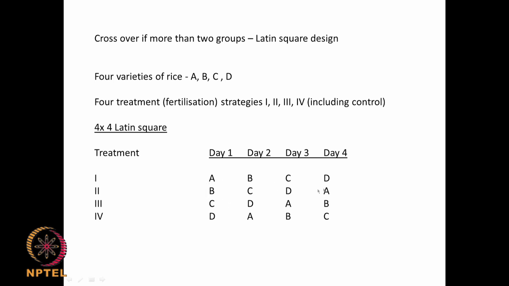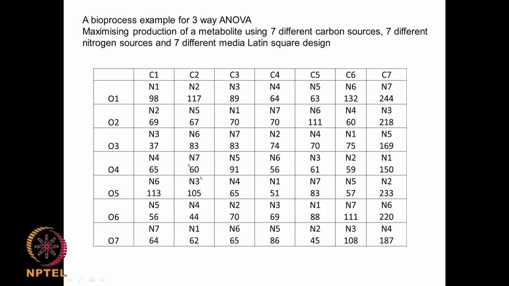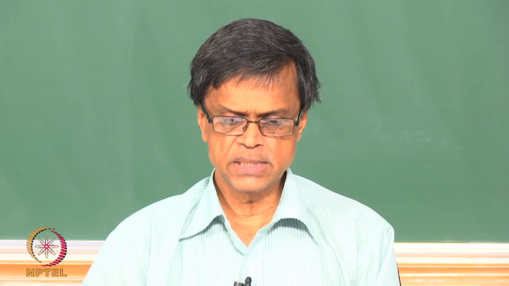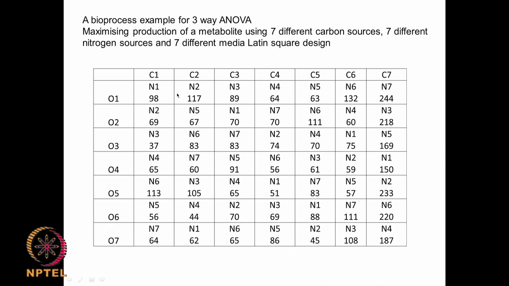Similarly, if you go this way, A will appear only once, B will appear only once, C will appear only once. So, here you are doing 16 experiments. Now, in our problem it is not really completely symmetric with respect to A, B, C, because the organisms and the carbons are being tried out. So, organism versus carbon is being tried out in different combinations.